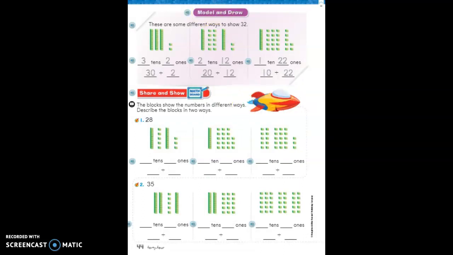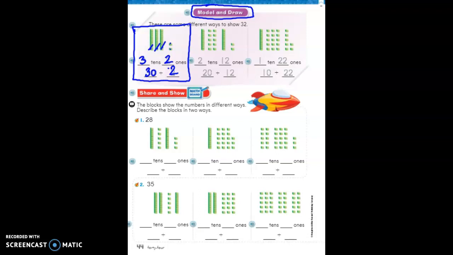Okay, so we're up at the top, the model and draw, which on your page is much more purpley than mine, but right here, the purple box, model and draw. These are some different ways to show 32. So we're going to be showing the number 32 in different ways with a different mix of tens and ones. So this first way here is the most traditional way that we think of. 3 tens and 2 ones. That is 30. The value of that 3 is 30. 10, 20, 30. The value of the 2 ones is 2. Remember, we learned about the value of a digit last week.